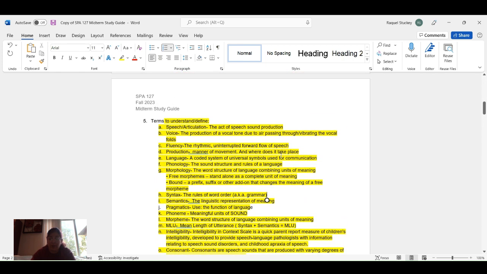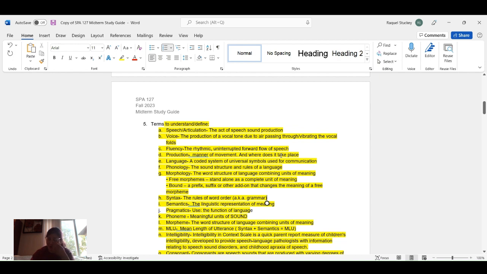Production of a vocal tone due to air passing through, vibrating the vocal cords: voice. Rhythmic, uninterrupted forward flow of speech: fluency. Manner of movement and where it takes place: production. Coded system of universal symbols used for communication: language.